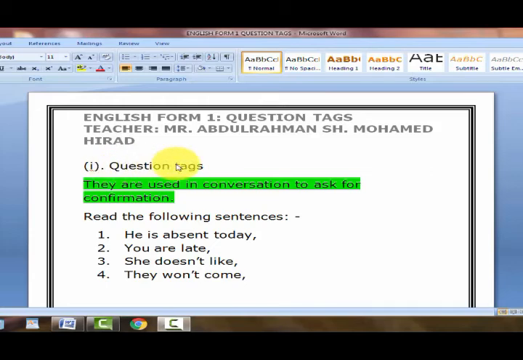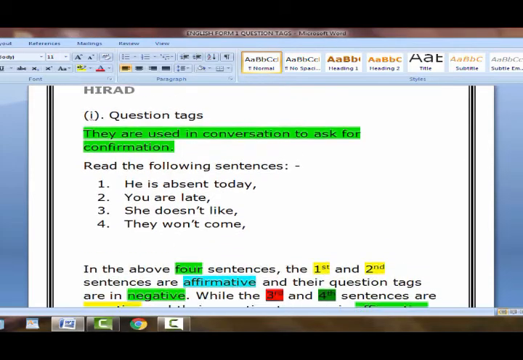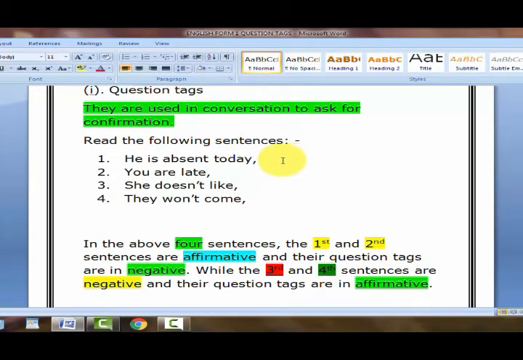Now, question tags. Here you can see written question tags. They are used in a conversation when you are talking to someone, to ask for confirmation, when you want to confirm something. Yes, so you answer in short. Read the following sentences. Number one, here. Number two, you are late. Number three, she doesn't like. Number four, they won't come. Now check it the way I'm going to do it.